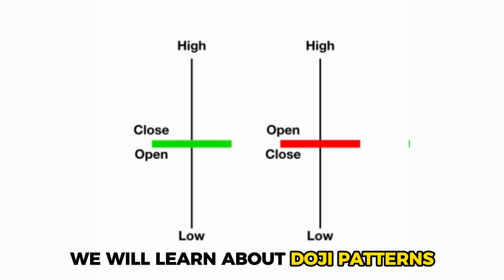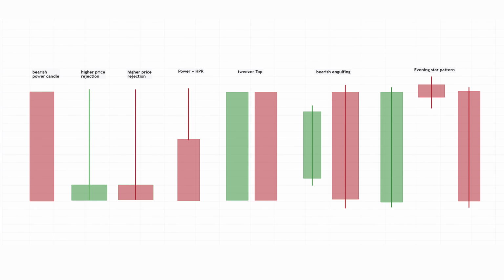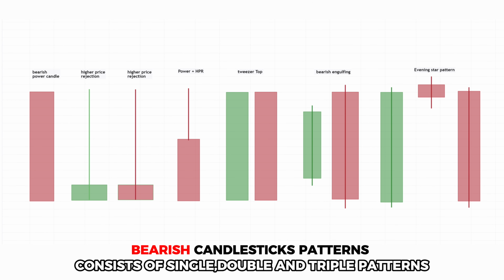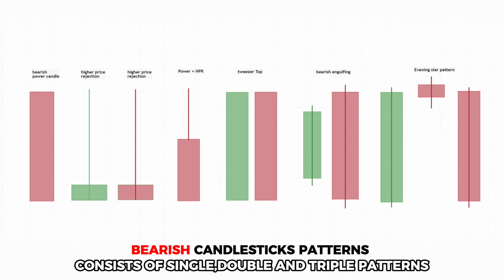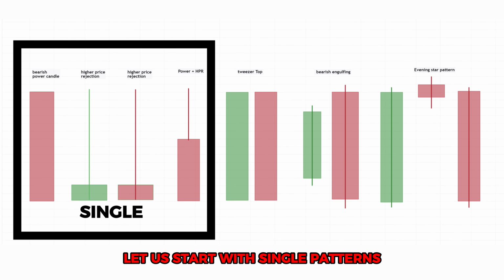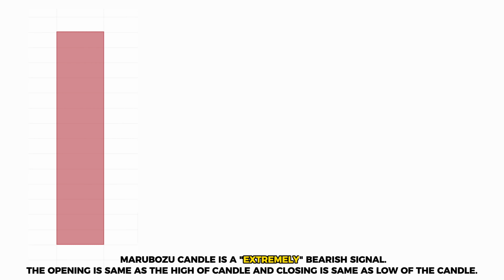We will learn about doji patterns once we have completed bearish candlestick patterns. Bearish candlestick patterns consist of single, double and triple patterns. Let us start with single patterns. In single patterns, we have bearish power candle, higher price rejection candle and power plus higher price rejection candle patterns.